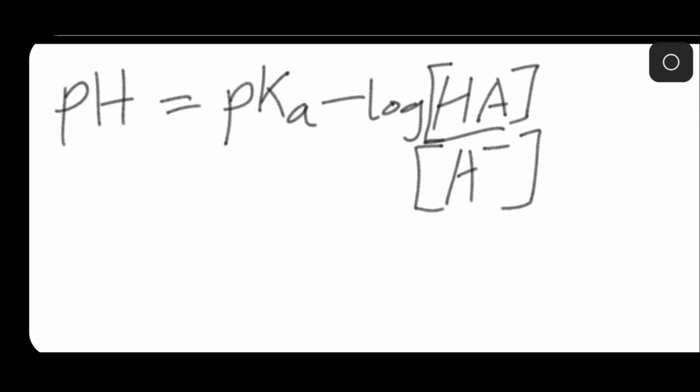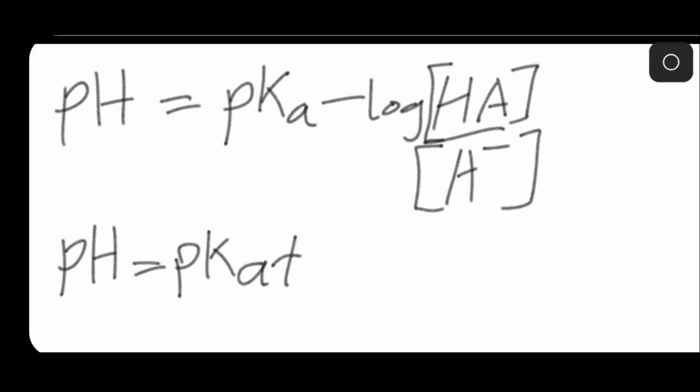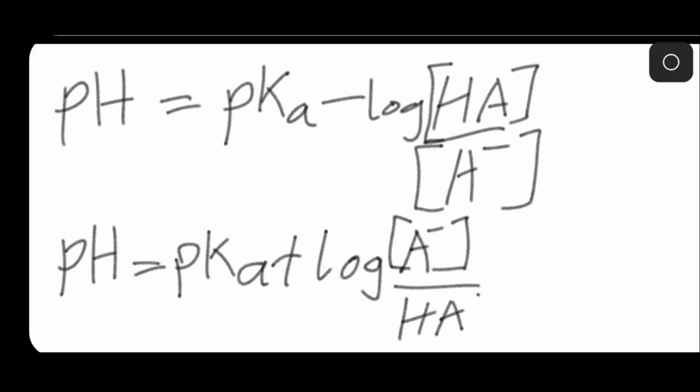Now all we need to do is rearrange this equation so that the conjugate base, that's this, is brought to the top. So we have pH is equal to pKa plus log conjugate base all over HA, the concentration of your weak acid. And once again, you have your Henderson-Hasselbalch equation.